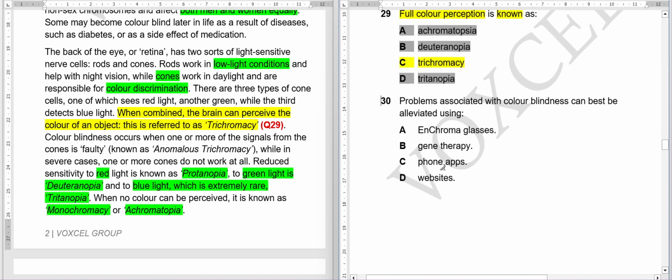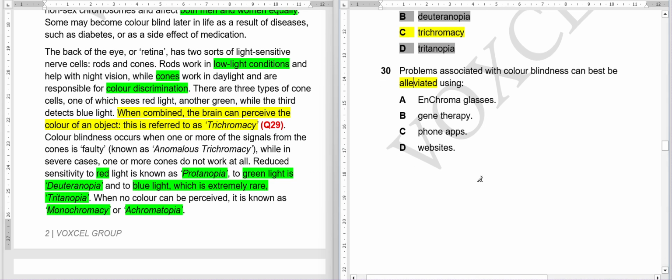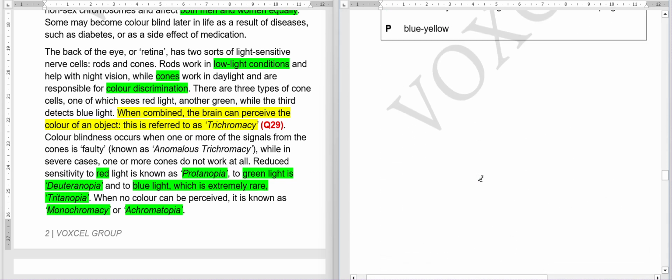Let's read the 30th question then. Let's see if that is here in this particular paragraph or not. Problems associated with color blindness can best be alleviated using. So alleviated means solved. So there is no mention of a solution here. So we don't have our location here. Let's read the other questions of that set.